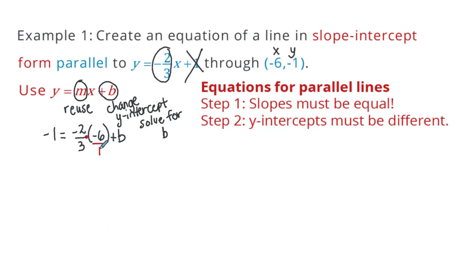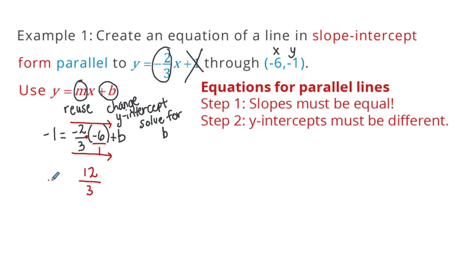Don't forget. Okay, some of you remember cross cancel, and you can cross cancel these two things. I'm just going to go ahead and do the old-fashioned method. When I multiply fractions, we multiply side to side. So I've got negative times negative makes positive. 2 times 6 makes 12. Over 3 times 1 is going to be 3.